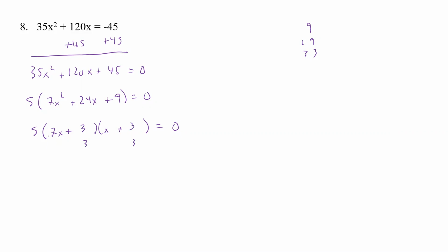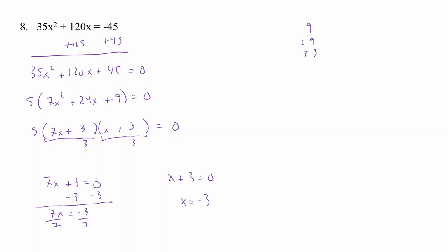And so now, this factor we can throw away because when we divide by 5, it gets 0 and 1. So now all we have to worry about is this and this. So 7x plus 3 equals 0, and x plus 3 equals 0. Well, that's just x equals negative 3. Now this is a two-step one, so let's do both steps. So 7x equals negative 3, divide by 7. So x equals negative 3 over 7. So that's one solution. That's our other solution.